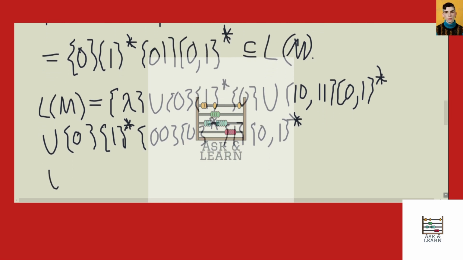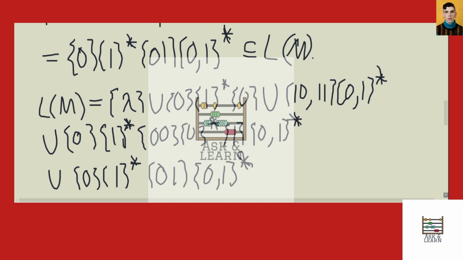Union with 0, 1 star, 0, 1, 0, 1 star. And at this point, it doesn't seem like this is really something that can be simplified, so this is our answer.